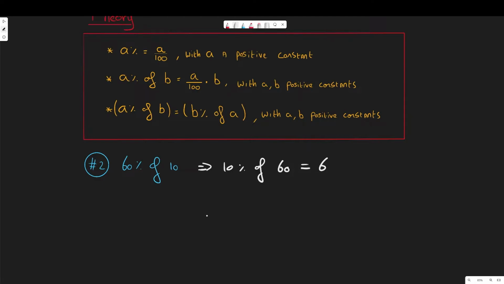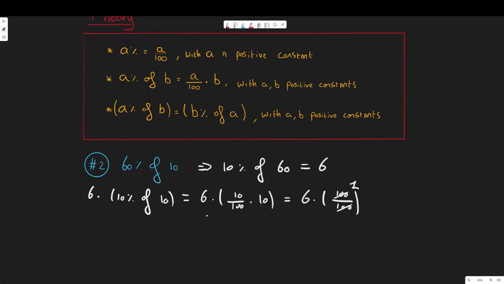A better way to approach this is by saying, well, 60% is the same as 6 times 10% of 10. Because 6 times 10% of 10 is 60% of 10. So 10% of 10 is 10 over 100 times 10. And 10 times 10 over 100 is the same as saying 100 over 100, which is just 1. And we'll get that 6 times 1 is just 6.